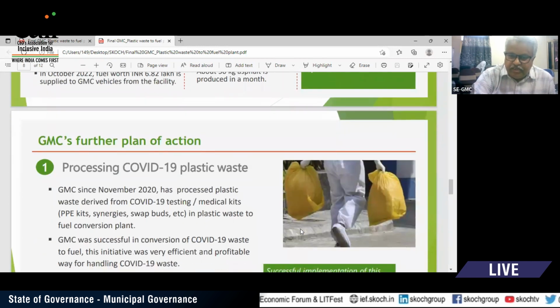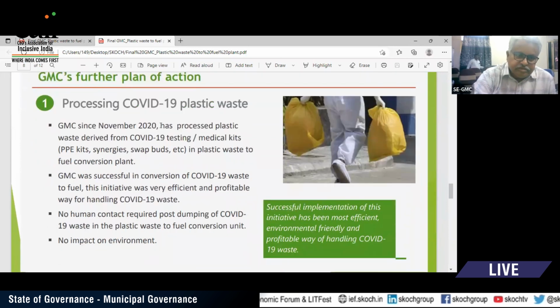So now we are running the 3rd year, sir. Apart from that, sir, during the COVID period, we processed plastic waste derived from COVID-19 testing, medical kits, PPE kits, swab buds, etc. in the plastic waste to fuel conversion plant. GMC has successfully converted COVID-19 waste to fuel.